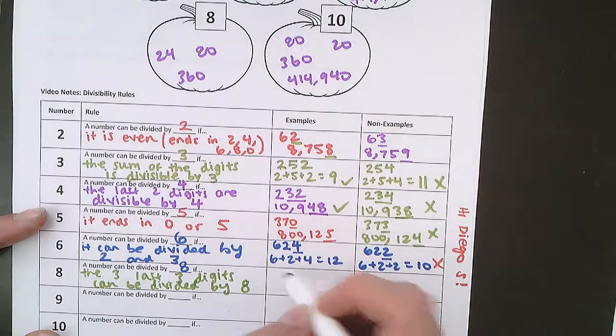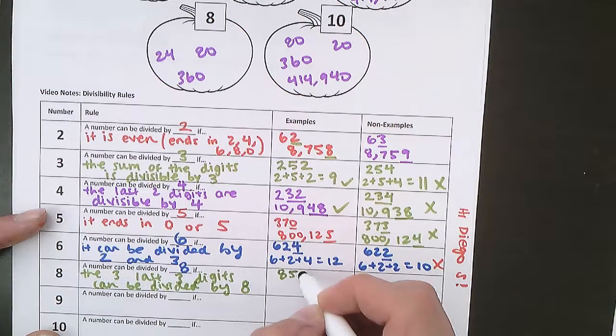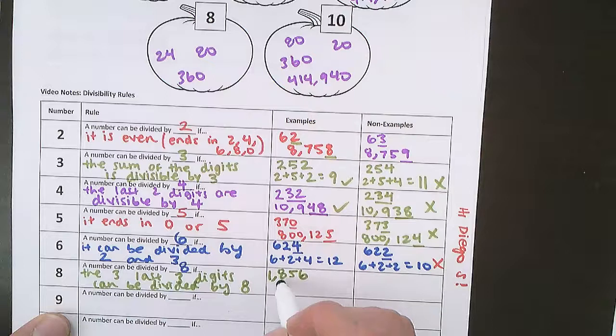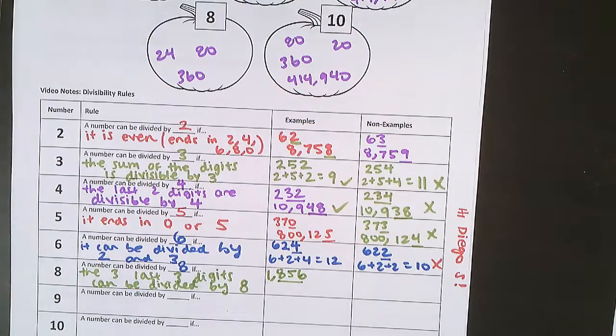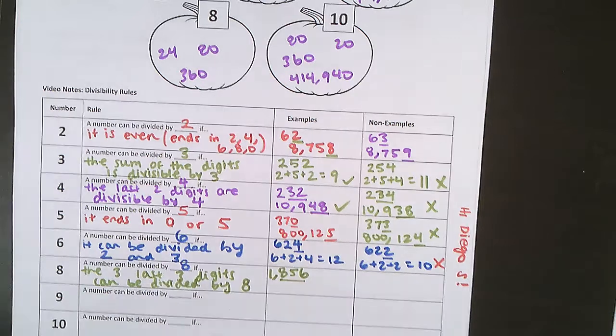But let's say my number was 856, or sorry, 1,856. I would just look at the last 3 digits and check, can I divide 8 into 856? Well, 800 can be divided by 8, so that works. 56 can also be divided by 8 because 8 times 7 is 56.